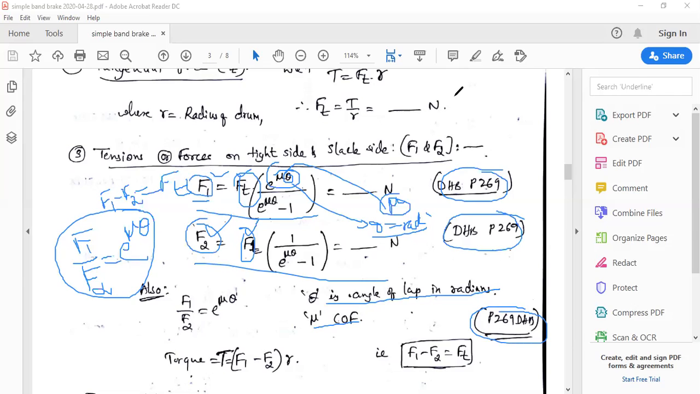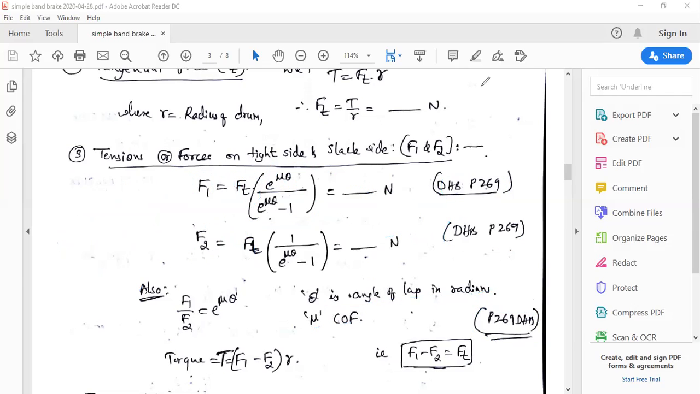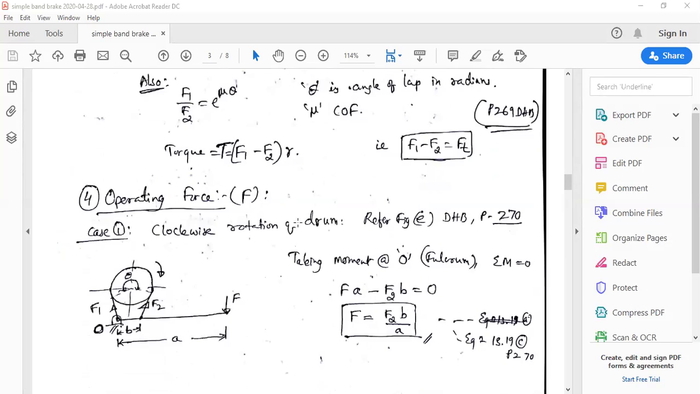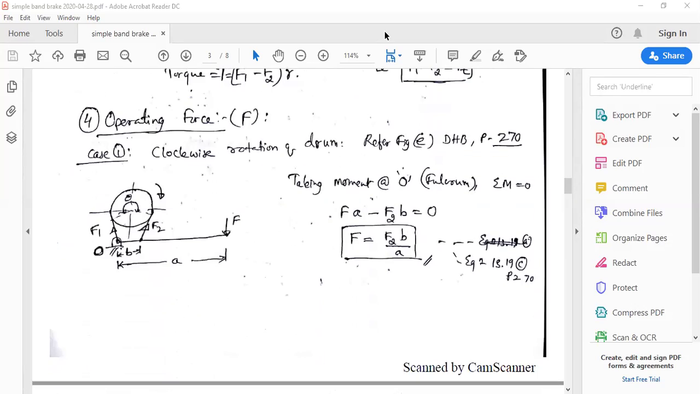Once you get F1 and F2, the next step is the calculation of the operating force. To calculate the operating force F, there are two conditions: either the drum is rotating clockwise, or it may rotate anti-clockwise. Here the drum is rotating in the clockwise direction, and one end of the band is connected to the fulcrum point and the other end is connected to the lever, and the distances are represented here as B and A respectively.